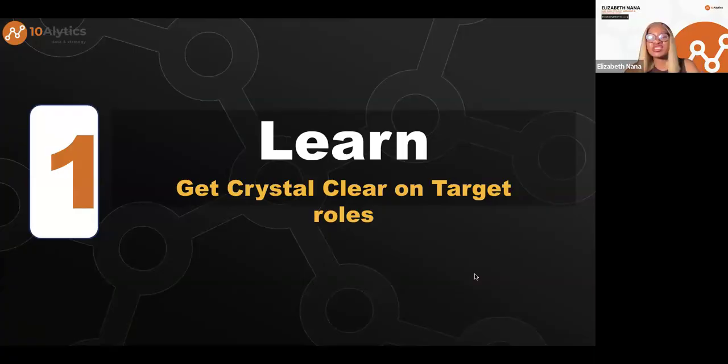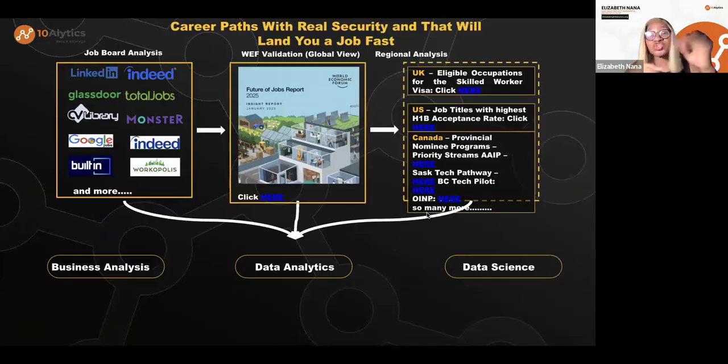But you know what? Let's drill down. Now, I've talked about learning. You want to make sure that you are getting crystal clear on the targeted roles. Very important, all right? So I mentioned 3 different programs that you should be interested in, 3 different programs that you should be asking yourself questions about. And these are the career paths with real security, mind you, real security that will land you a job fast in 2026. Now, these are career paths that we did not just come up with.